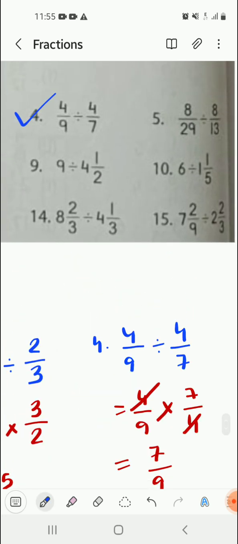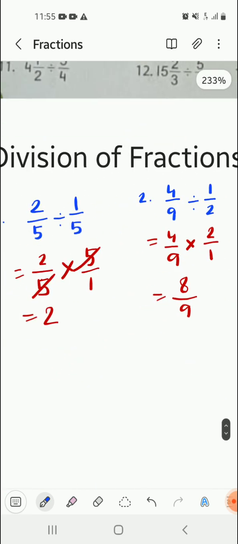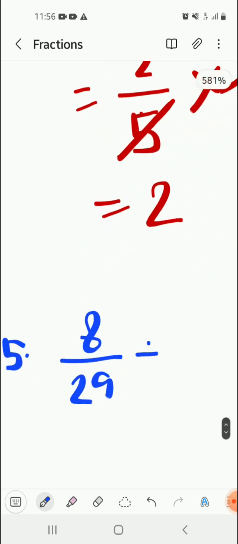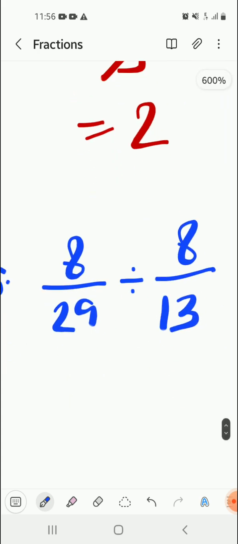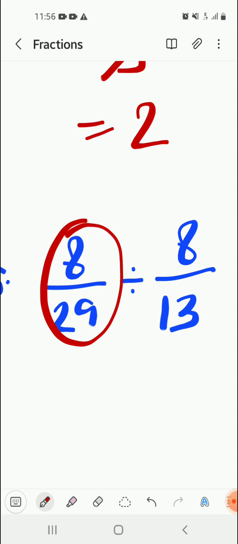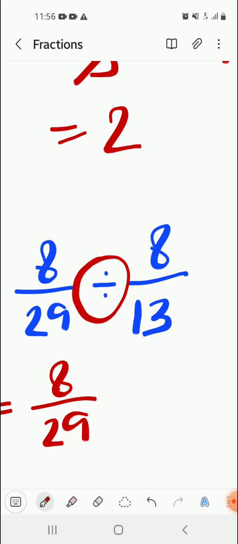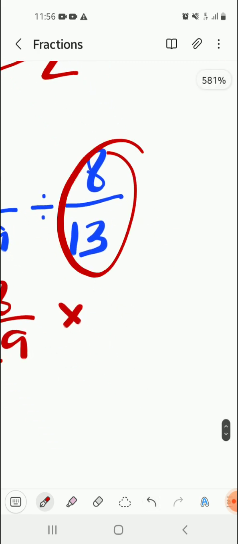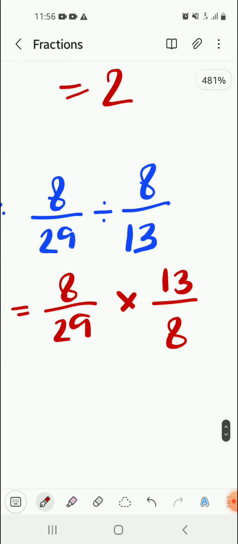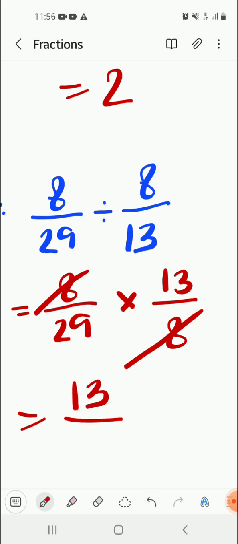Moving on, number 5. 8 by 29 divided by 8 by 13. Again, 3 steps. The first step, copy the first fraction as it is, 8 by 29. Use the multiplication sign instead of division. Use the reciprocal of the second fraction. So 8 by 13 becomes 13 by 8. 8 gets cancelled. We are left with numerator 13 and denominator 29.